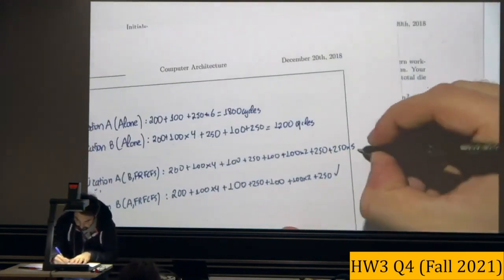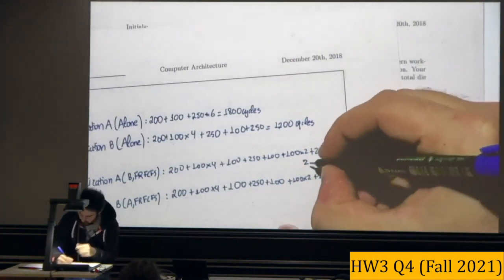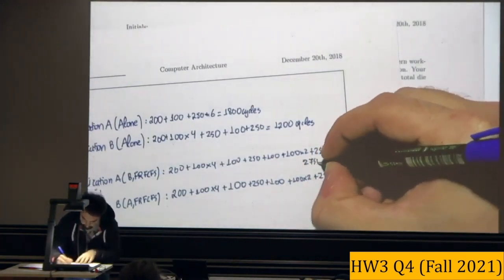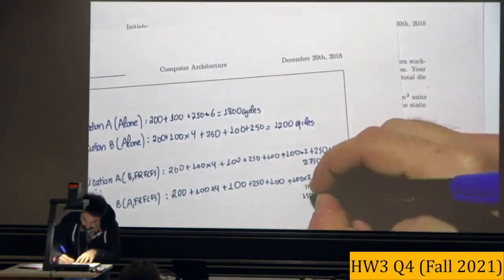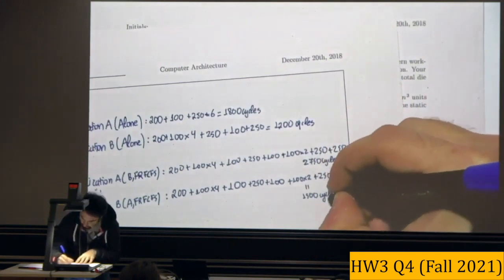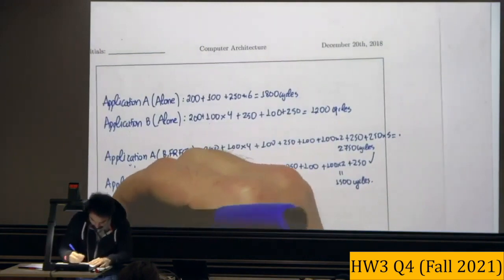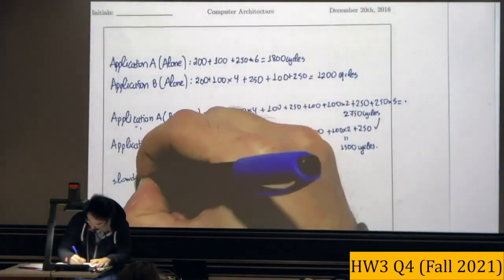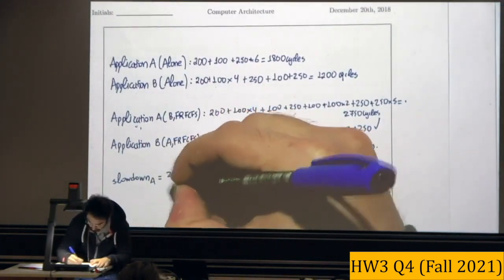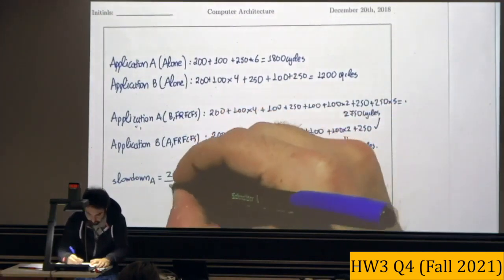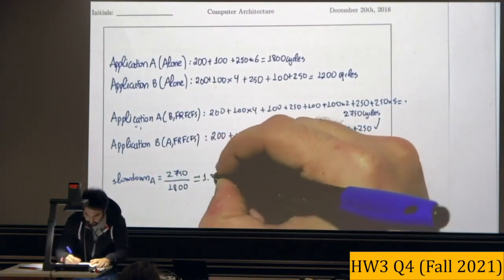So this number is equal to 2,550 cycles, and this number is equal to 1,500 cycles. So how do we calculate the slowdown? The slowdown of A equals 2,550 over 1,800, which is almost 1.53.